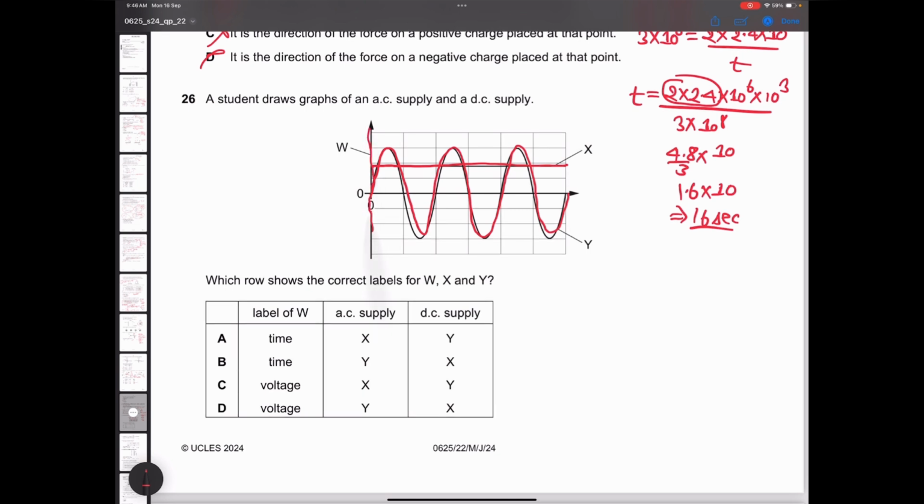On Y axis, we always put the voltage. So W should be voltage. It is option C or D. Now we have to differentiate. Which one is the AC supply? AC supply is Y. So this is the AC supply. And which one is the direct current supply? X. So option D is the correct one. W is voltage. AC supply is the one which is alternating continuously, alternating current. So Y is the answer. And X is the constant line. So that is the DC voltage. So that is why D is the correct answer.